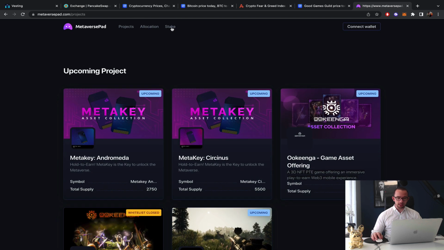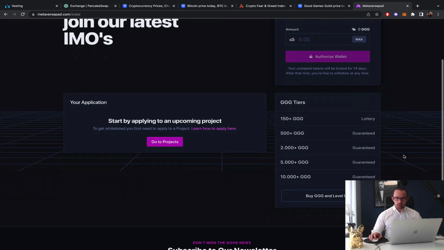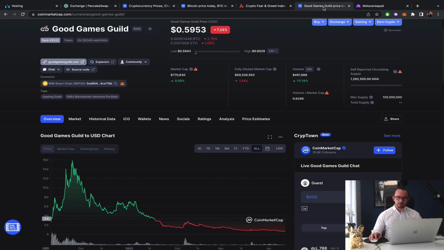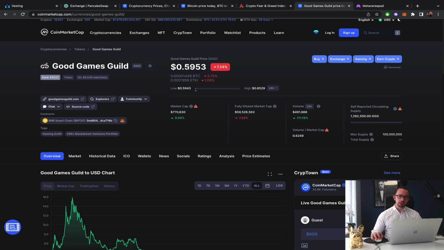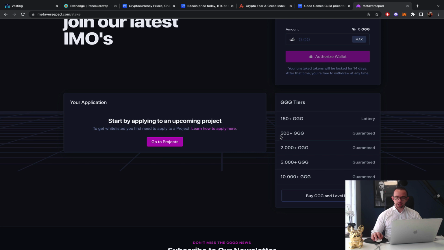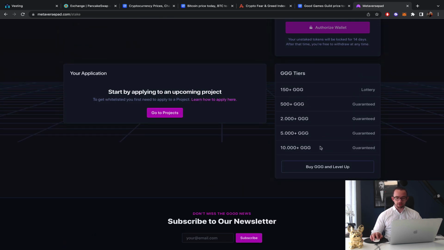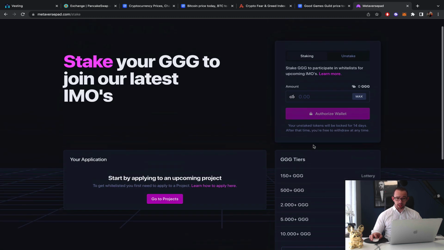And then I looked at the staking, which is extremely affordable at this moment. So 500 Good Games Guild tokens will get you guaranteed allocation. 500 Good Games Guild tokens at the moment is only $300, right? So for $300, you get guaranteed allocation. However, when I do make entries, as I always say, I tend to go for the highest entry. So 5,000 plus guaranteed, 10,000 plus is basically the highest tier. So I was looking at making an entry on the 10,000.